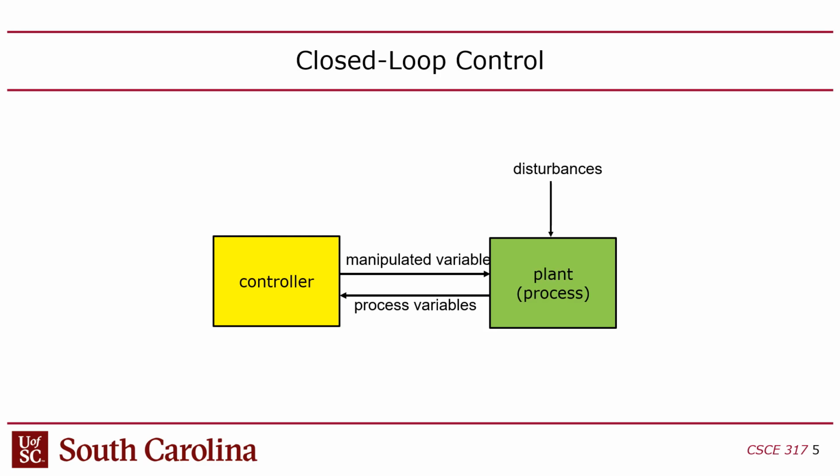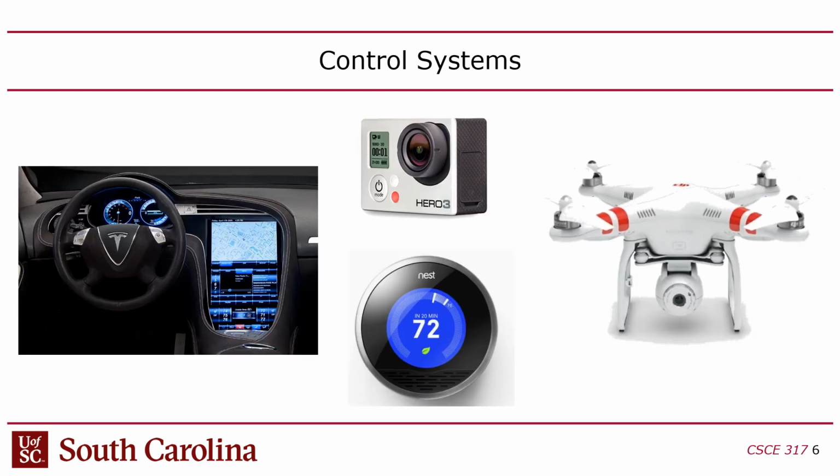The manipulated variables are the inputs to the plant. And then, of course, you've got your disturbances, and you've got the plant, which is what you're controlling, and the controller, which is the controller. So we see control systems everywhere.